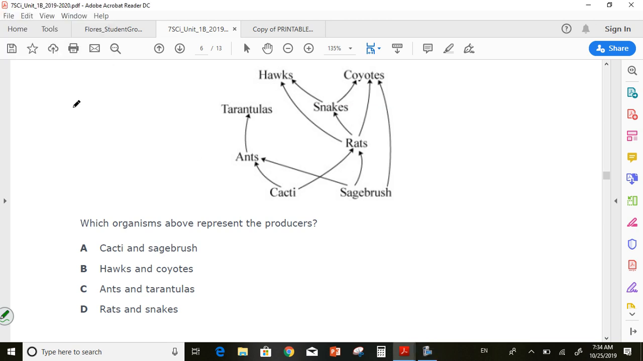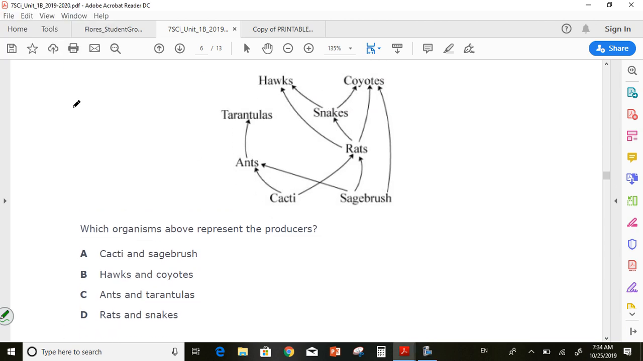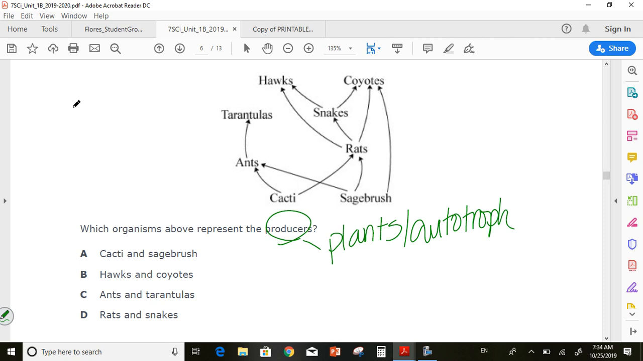Alright, so we are on number 7. It's the same diagram, but now it's asking us to find the producers. It says which organisms represent the producers. So we need plants. We need autotrophs. Okay? We need an organism that makes its own food. Well, we have cacti at the bottom. We have sagebrush. They don't have arrows coming into them. Okay? So, it's our first answer choice right there.